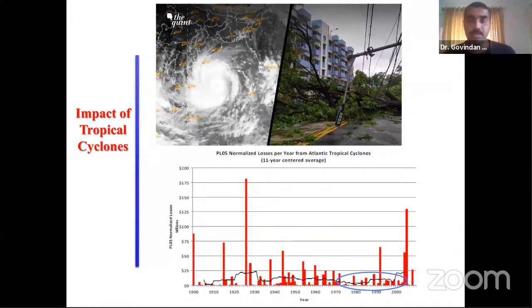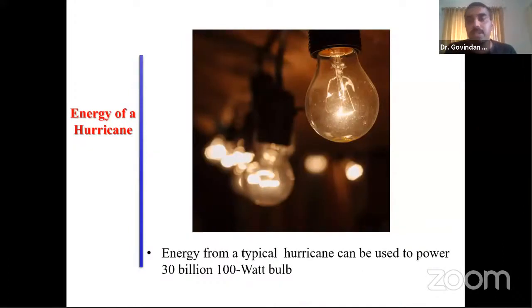Impact of tropical cyclones. Tropical cyclones produce a lot of destruction. We know that they are responsible for uprooting trees. They cause damage to buildings, and billions in losses accrue every year because of tropical cyclones. So the question here is where does the energy of a tropical cyclone come from to produce that much destruction? Using the energy of a typical tropical cyclone, you can power 30 billion 100-watt bulbs. That much energy is available in a hurricane for a given time. So a tropical cyclone or hurricane is a powerhouse. Where does this energy come from? That is the question.